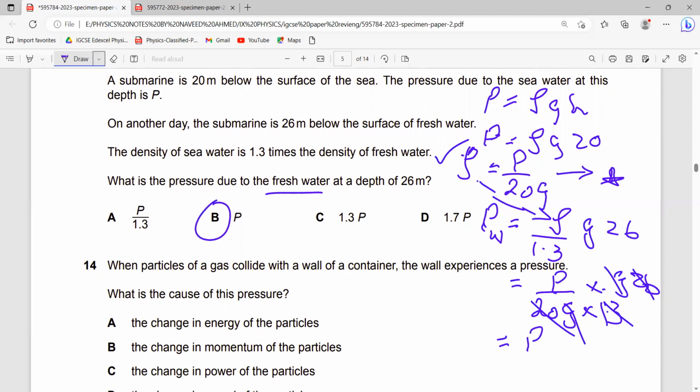This is a little bit tricky question. So first of all, we have to make an equation for density and then put this density in the pressure of liquid or fresh water at 26 meter distance.